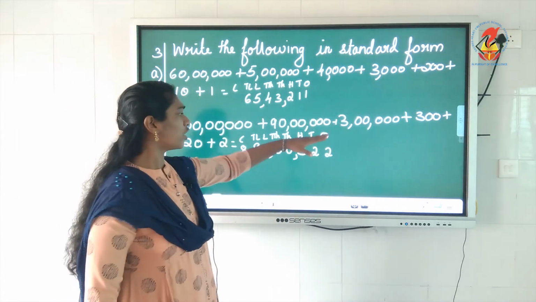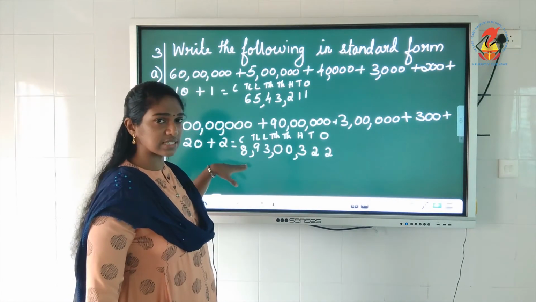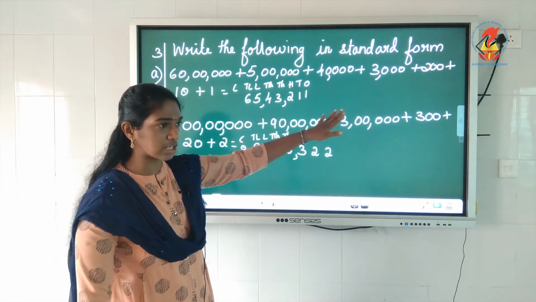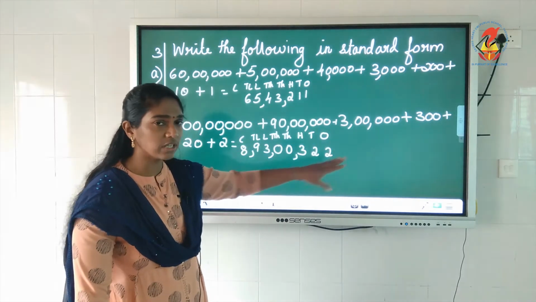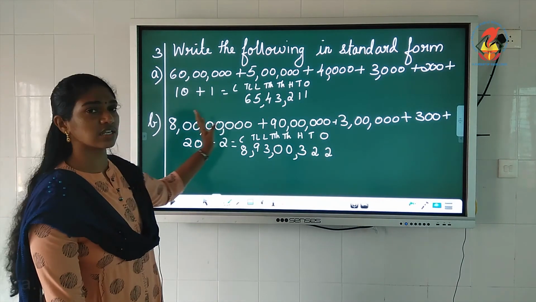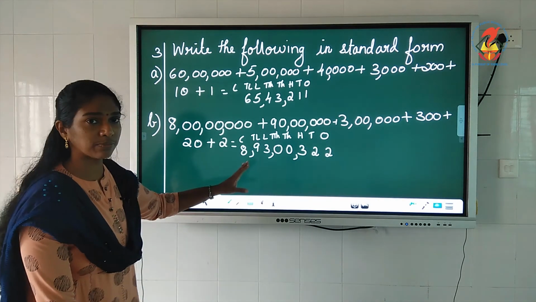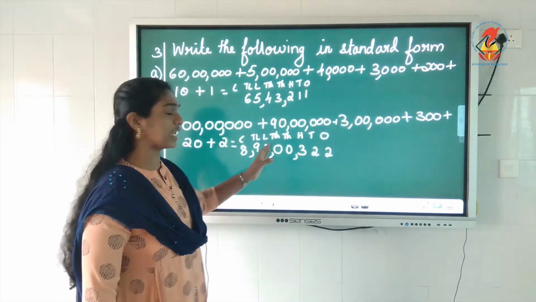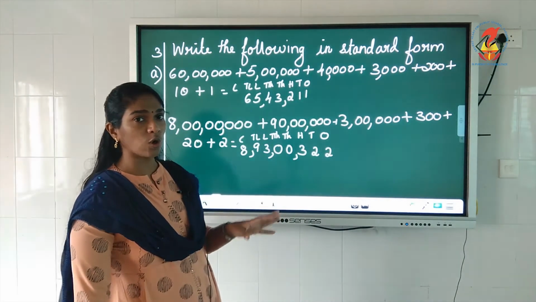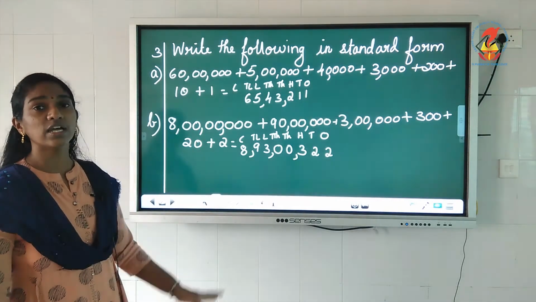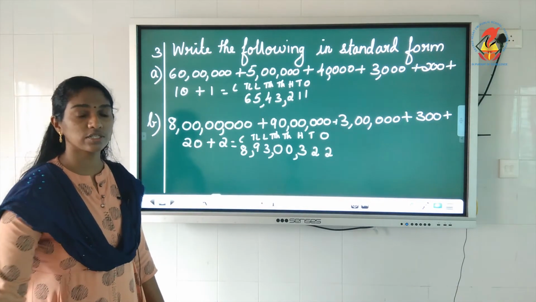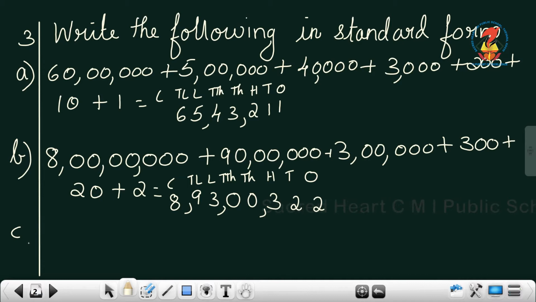For your safety, first you write the places. You can do that in your working column. Find out the number. You go from the last. Fill up the places. If you don't get any number in that place, immediately put 0 and then you will get the standard form. Clear children? Shall show you one more question.